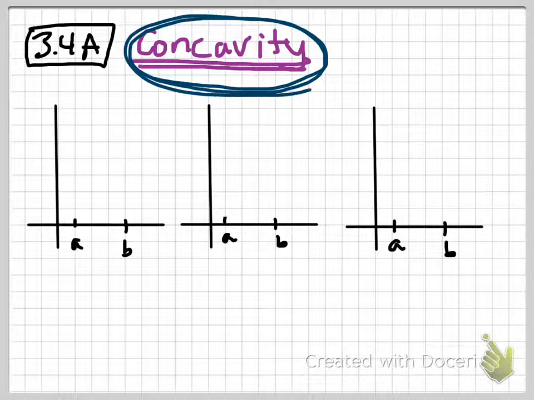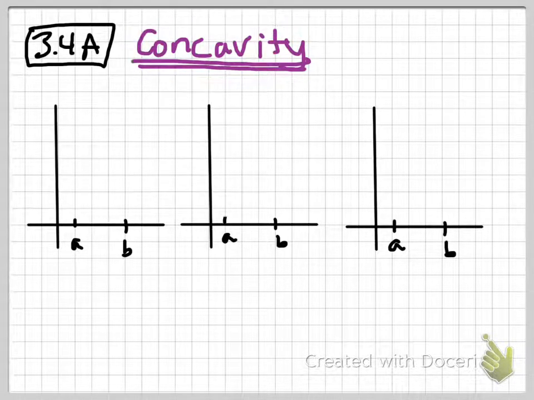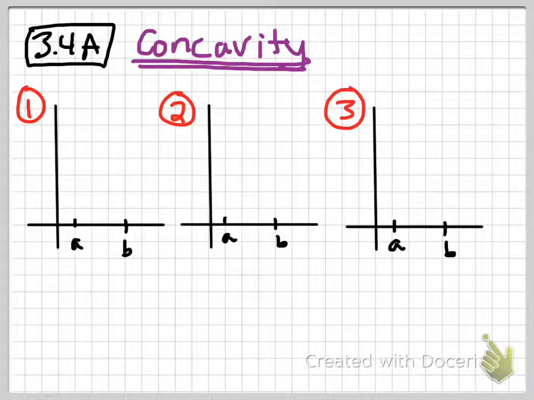Just because you know where the high and the low point is doesn't mean you really understand what kind of shape the graph takes on. So down below here we have three graphs that we're going to draw. This is graph 1, graph 2, and graph 3. And we're going to talk about the types of concavity, because there are different types of shapes on a graph.